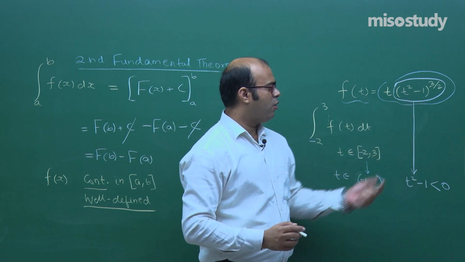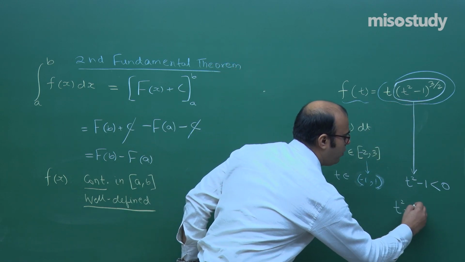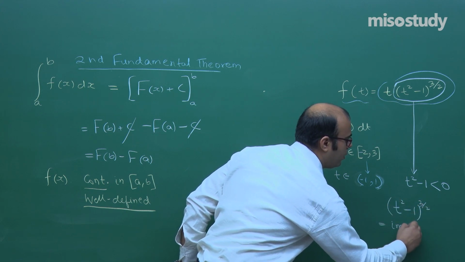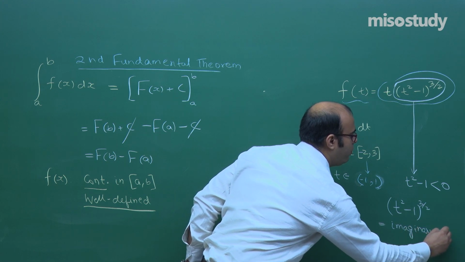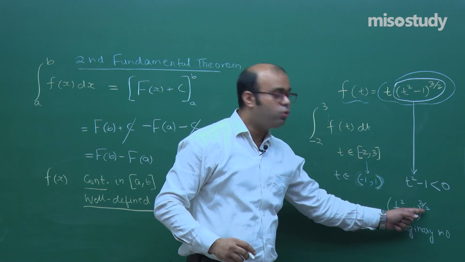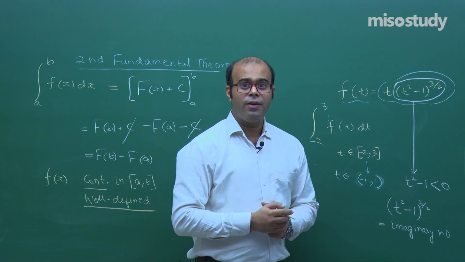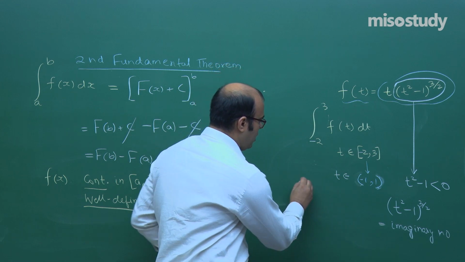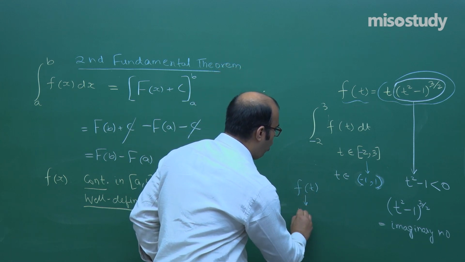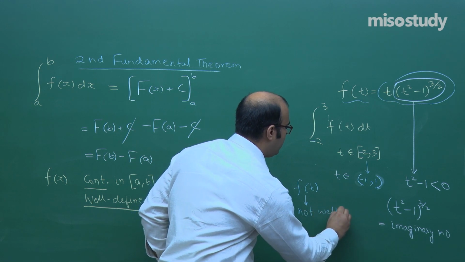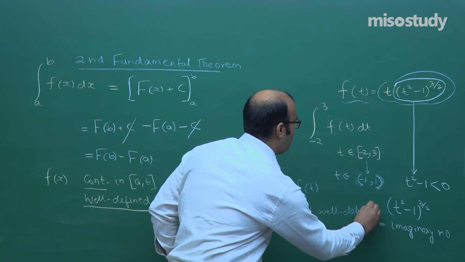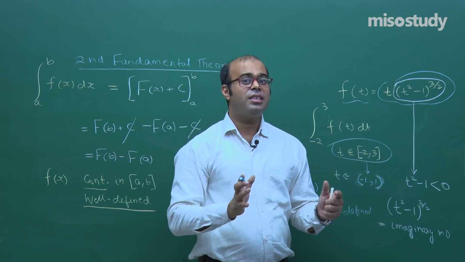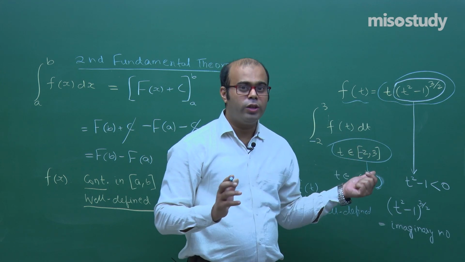So if this is a negative value, in that case (t² − 1)^(3/2) is actually an imaginary number. It is not a real number. So we will say that it is not defined, because here the square root is there. So the square root of a negative is not a real number. So you cannot integrate this. So here f(t) is not well defined in the interval from minus 2 to 3. Okay, there is a portion there, minus 1 to 1, where it is not defined. So here we cannot do the integration.